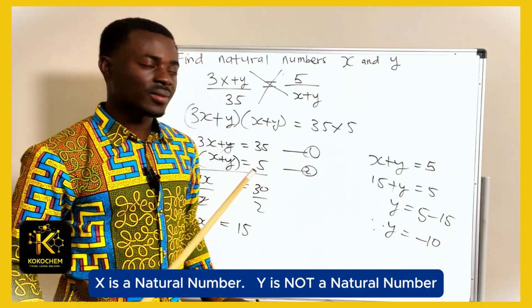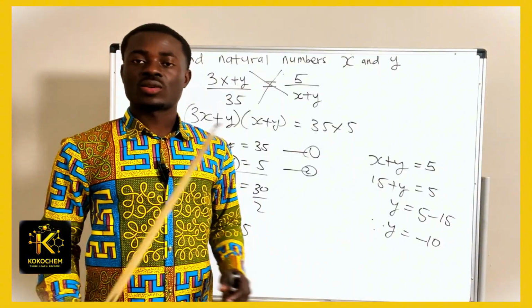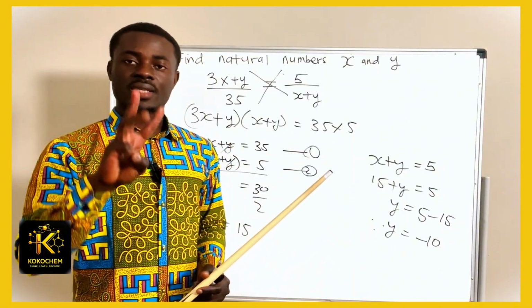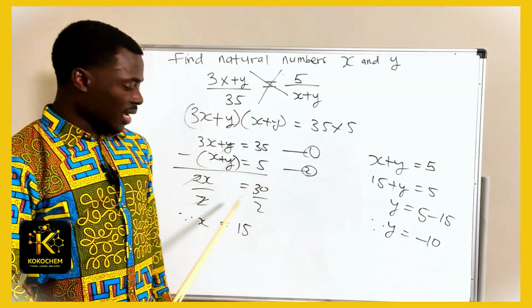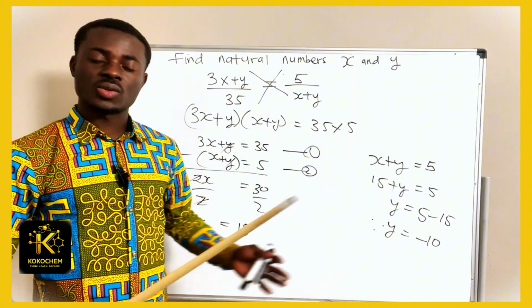So this is the trick. The question needs 3 steps: cross multiply, comparison and elimination, as a simultaneous equation.